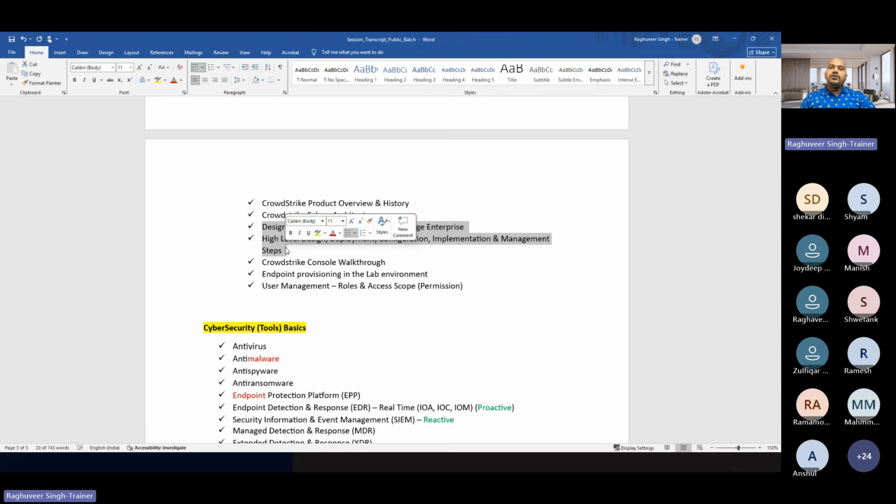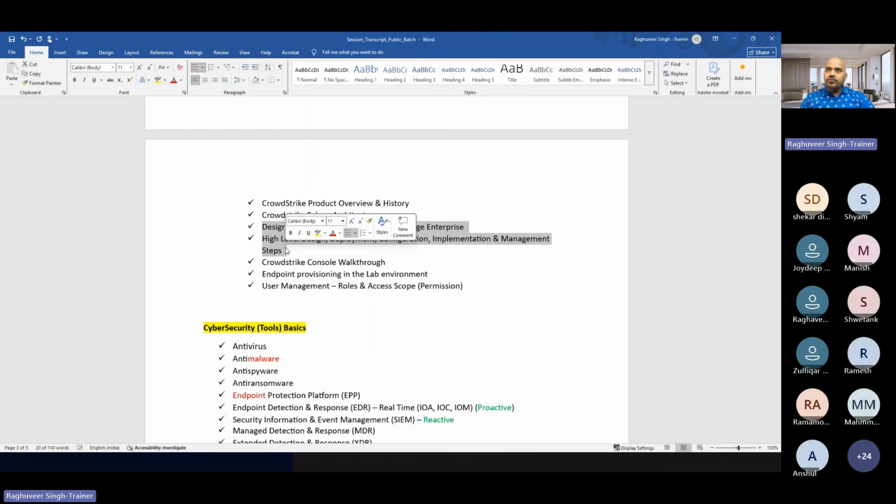In CCFA certification, they don't expect you to know design and architecture aspects. But from the interview perspective, from working in the production environment perspective, it is very important that you understand this aspect, because this is what your customer would expect you to know. When you connect with them, when you offer them to onboard their endpoints into CrowdStrike, they would expect you to possess this knowledge.